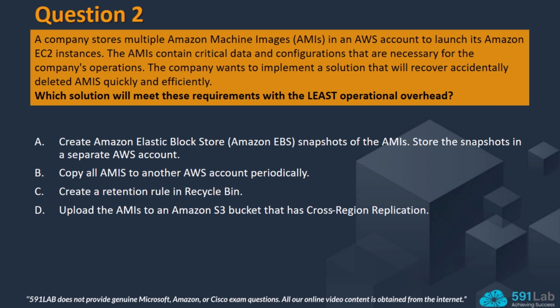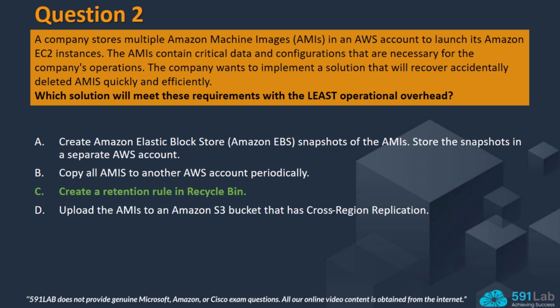Option C is create a retention rule. The recycle bin is a feature in AWS that helps you recover deleted resources, including AMIs, within a certain retention period. By creating a retention rule in the recycle bin, you can specify how long deleted resources are retained before being deleted, as we have seen in the previous demo. So this answer seems to be correct.